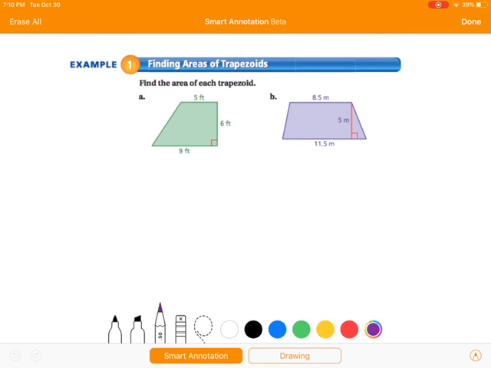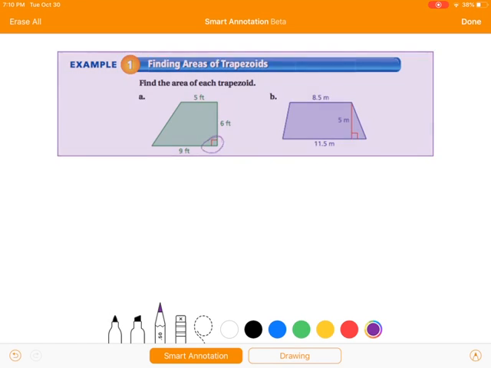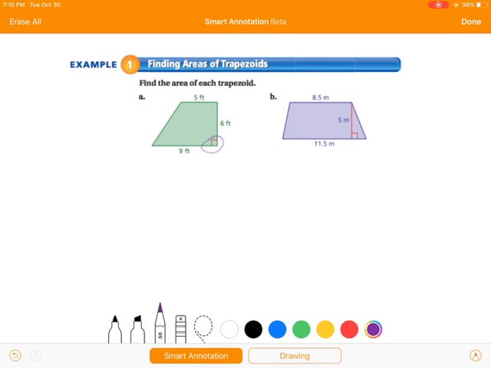In example 1, we have our first trapezoid here, and we have our two bases and our height. And remember, from finding the area of triangles and parallelograms, we learned that when we look for the height, we have to look for that perpendicular line. We want to look for this right angle, and that's how we know that we have the height. So in this case, our height is 6.